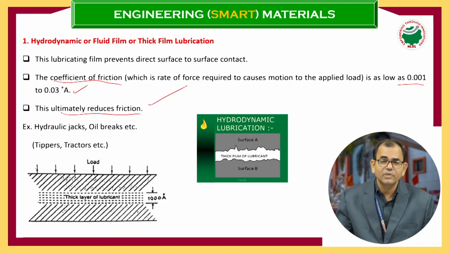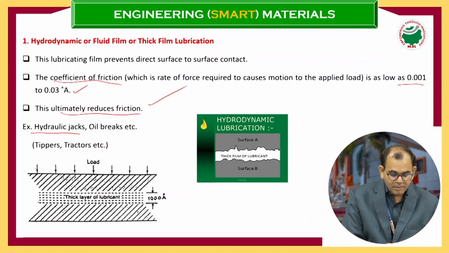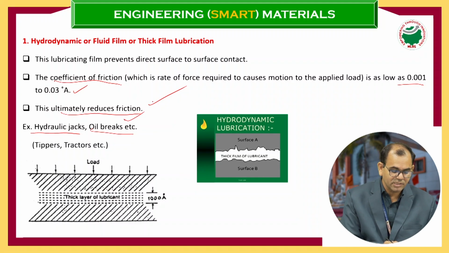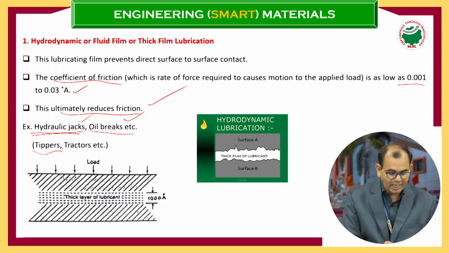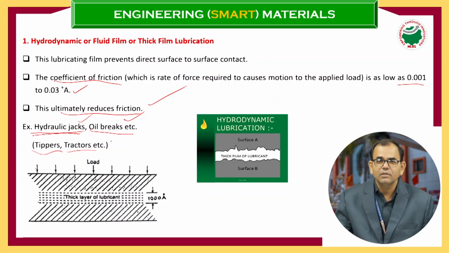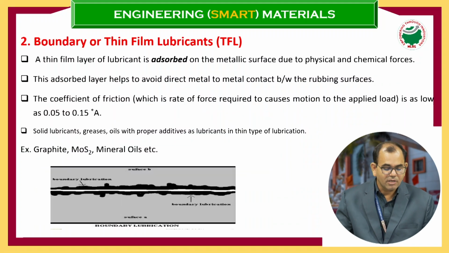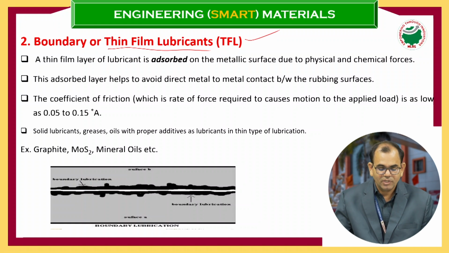What are the examples for this thick lubrication? Hydraulic jacks, oil brakes. Cars, trucks, tractors, very heavy vehicles will have these oil brakes and hydraulic jacks. Tippers also and tractors. These are the examples for the thick film lubrication mechanism. Okay. Now, the second mechanism is boundary or thin film lubrication, TFL.